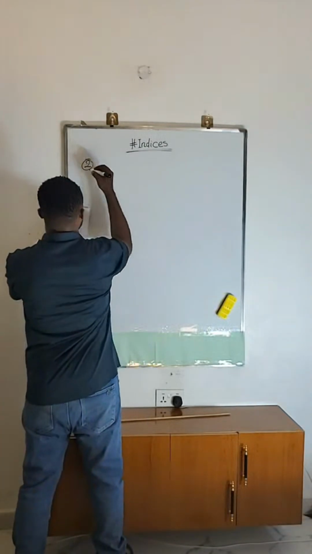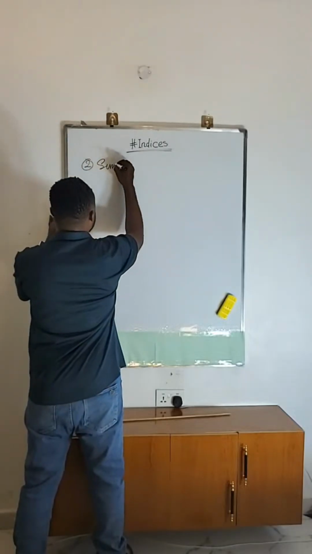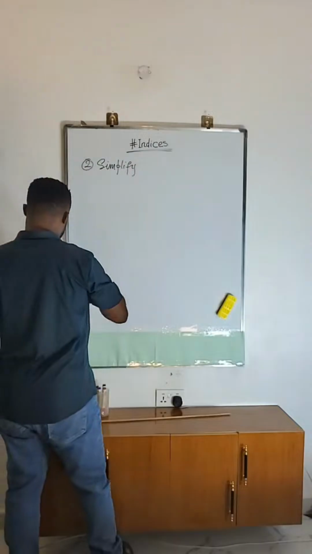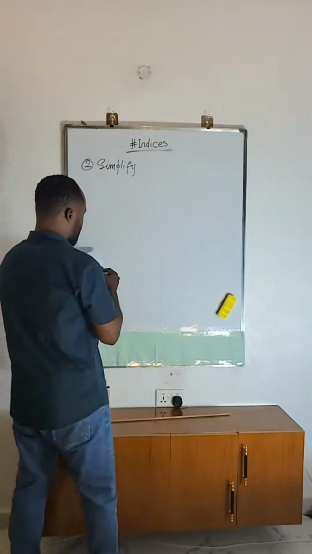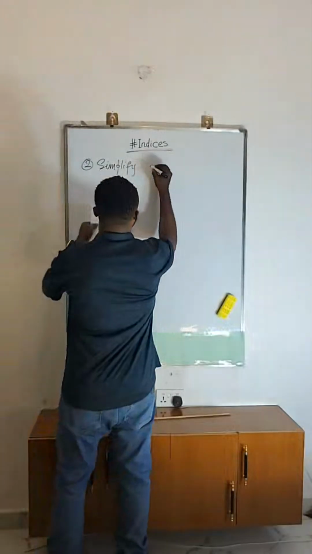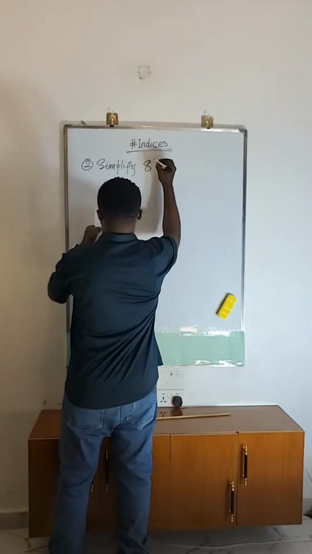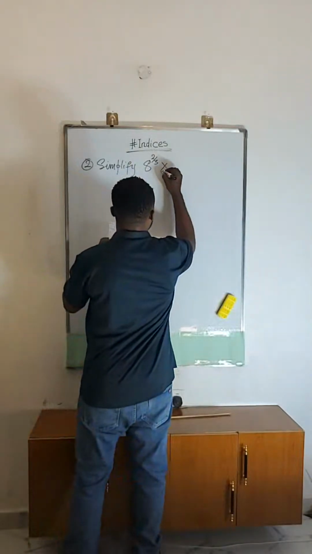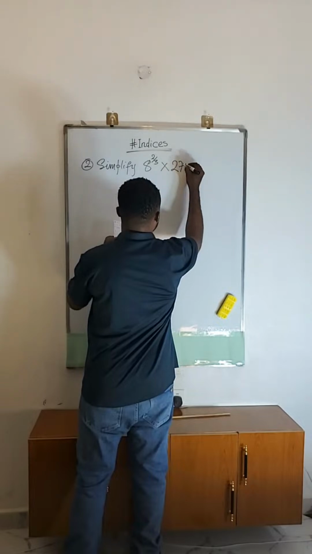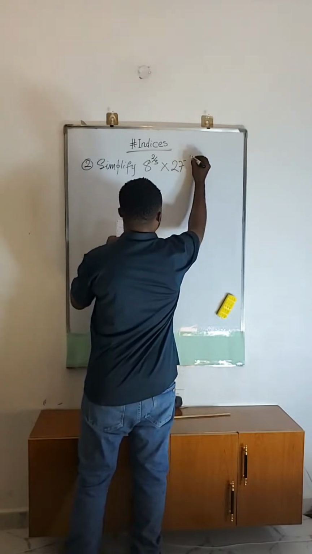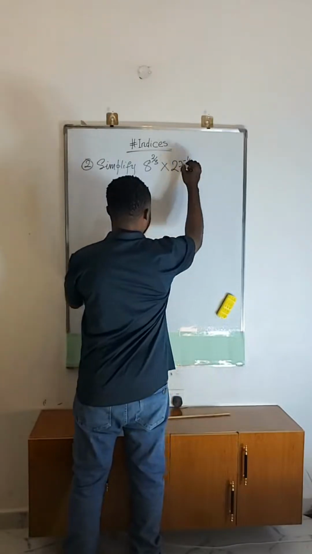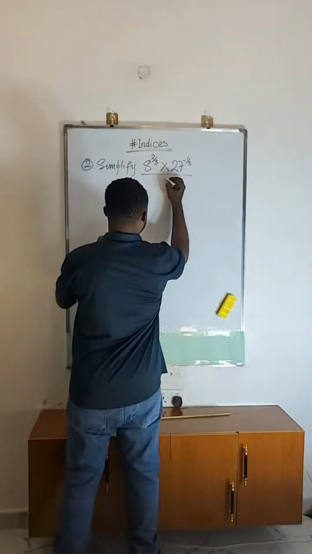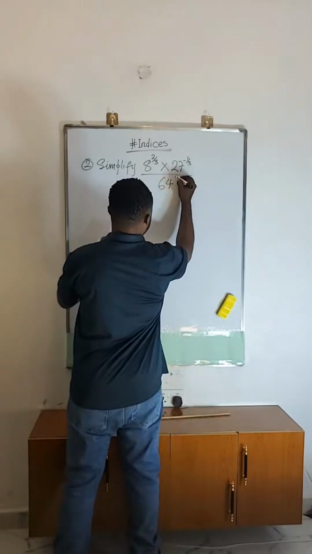Question number 2 says, simplify 8 raised to the power of 2 over 3, multiplied by 27 raised to the power of minus 1 over 3, all over 64 raised to the power of 1 over 2.